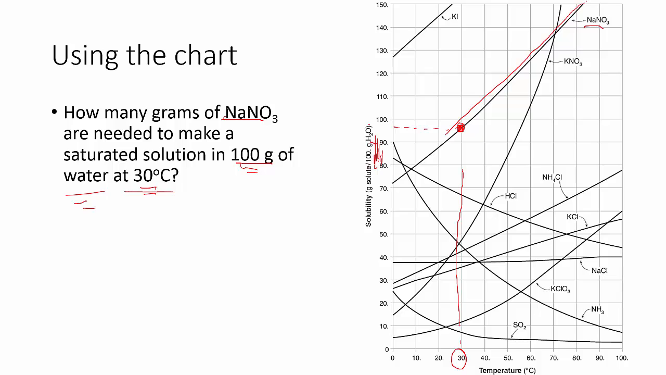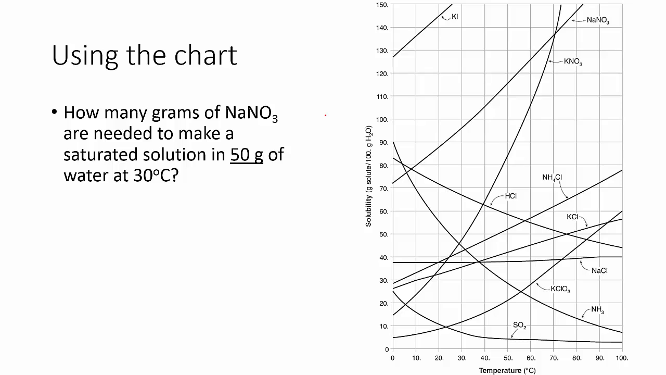Well, I know it goes from 90 to 100 in one box. It's not quite to 100. It's a little more than halfway. I'd probably call that 98 grams of NaNO3. That's how much you would need to make a saturated solution in 100 grams of water at that temperature.